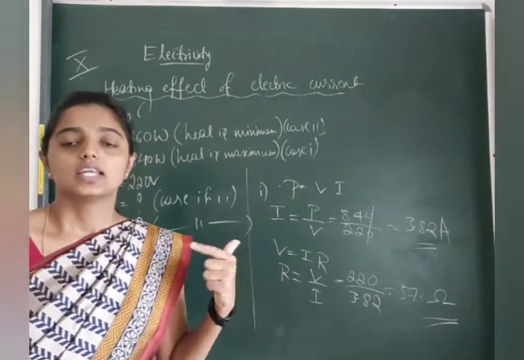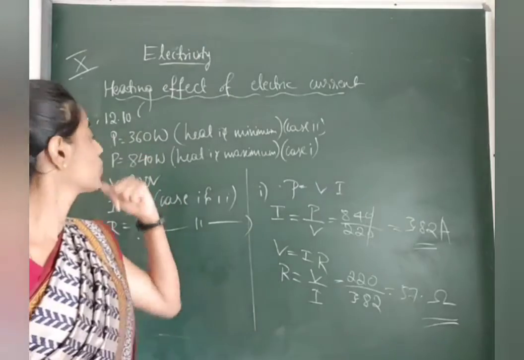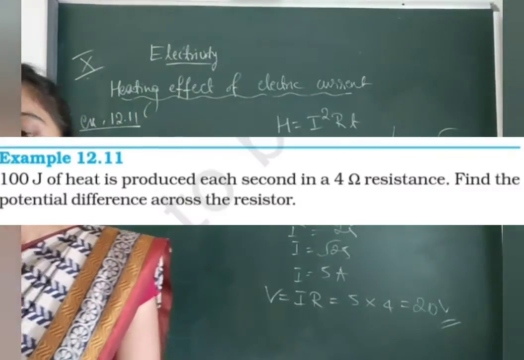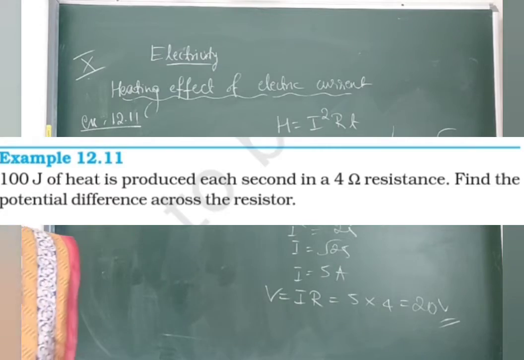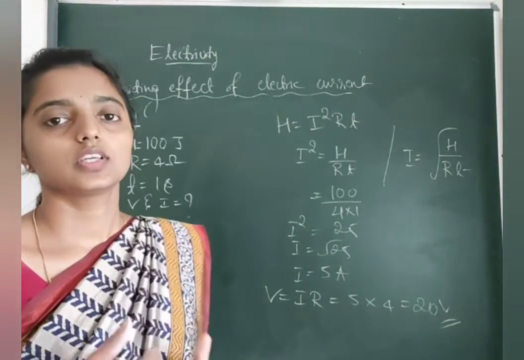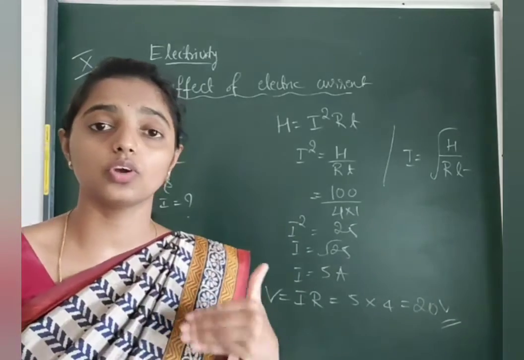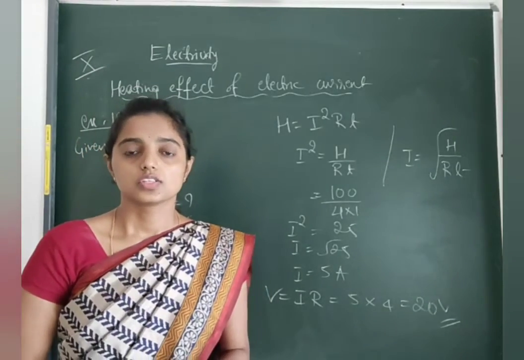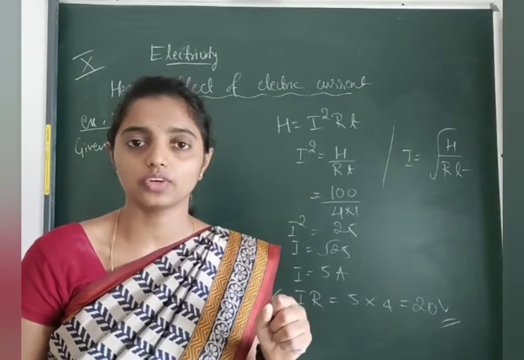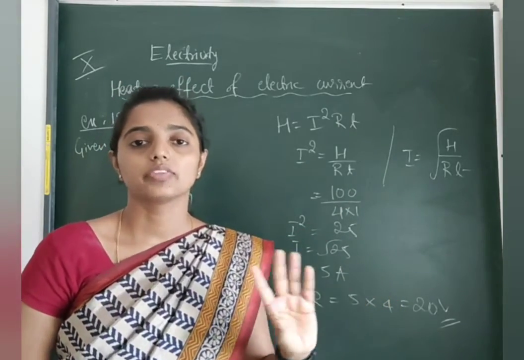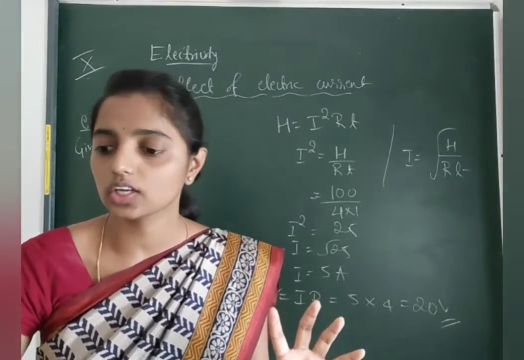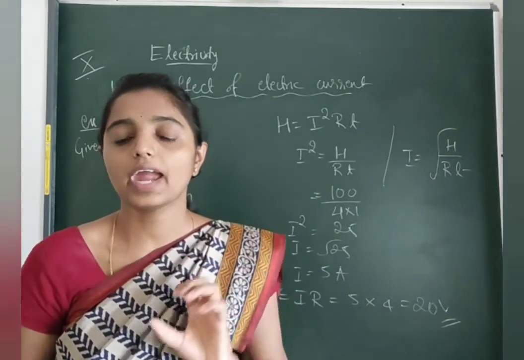Now let us move to the next example problem, that is 12.11. 100 joule of heat is produced each second in 4 ohm resistance. Find the potential difference across the resistor. Pause the video and read the question once again. See to that, they are given here heat value, right? They are given heat value, they are given resistance, and also they are given time, and they are not given potential difference, and they are asking us to find out potential difference across the resistance.